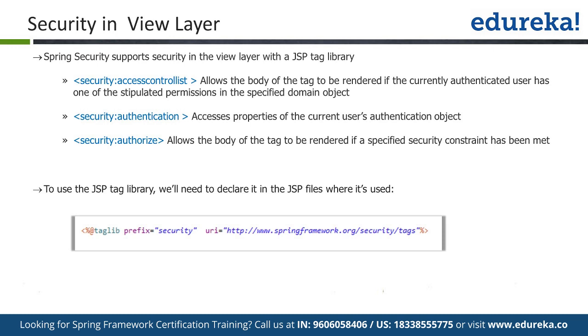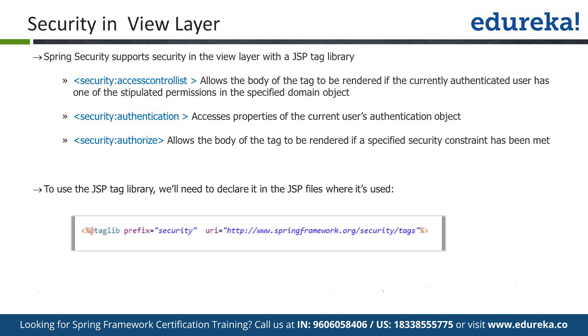And they have different ways of doing it, but the intention is the same, to secure your view. So access control list allows the body of the tag to be rendered if the currently authenticated user has one of the stipulated permissions in the specified domain object. So if the authenticated user, the logged in user, has the permissions required to access that particular domain object, and that permission is part of that access control list, then those parts will be visible or available for the user to access.